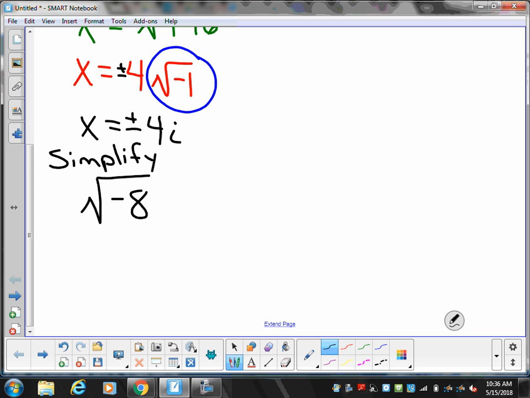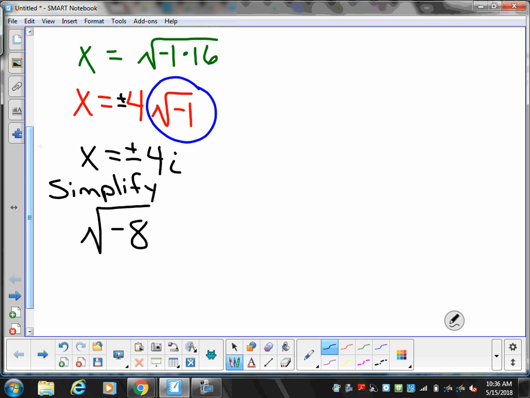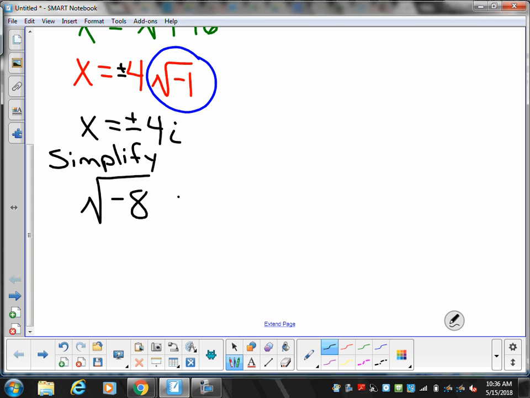So this is where we talked about last week. Just like we did up here where we rewrote negative 16 as negative 1 times 16, we're going to rewrite negative 8. Put that negative 1. But then what can we rewrite 8 as? So there's a perfect square involved. 2 times 4, because 4 is a perfect square.